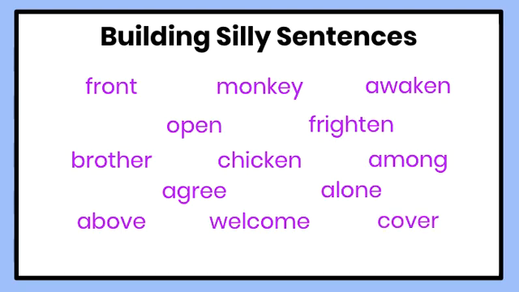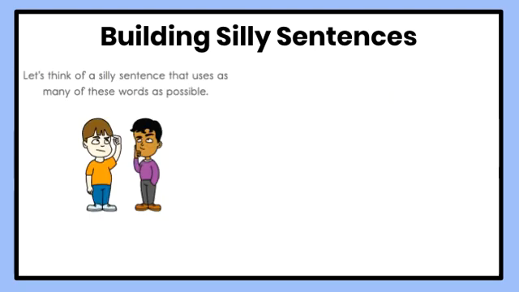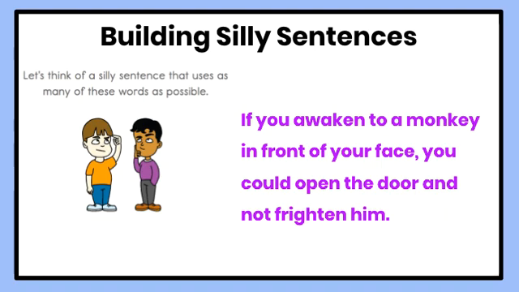Wow, look at all the words that we've listed. Now we're ready to write a silly sentence. I think we should use a word or two from our work with word parts and a few high frequency words too. A silly sentence makes us laugh because we use words that don't usually go together. It gives us a funny picture in our head or it just sounds really silly. My silly sentence is, if you awaken to a monkey in front of your face, you could open the door and not frighten him. How many words did I use in my sentence?